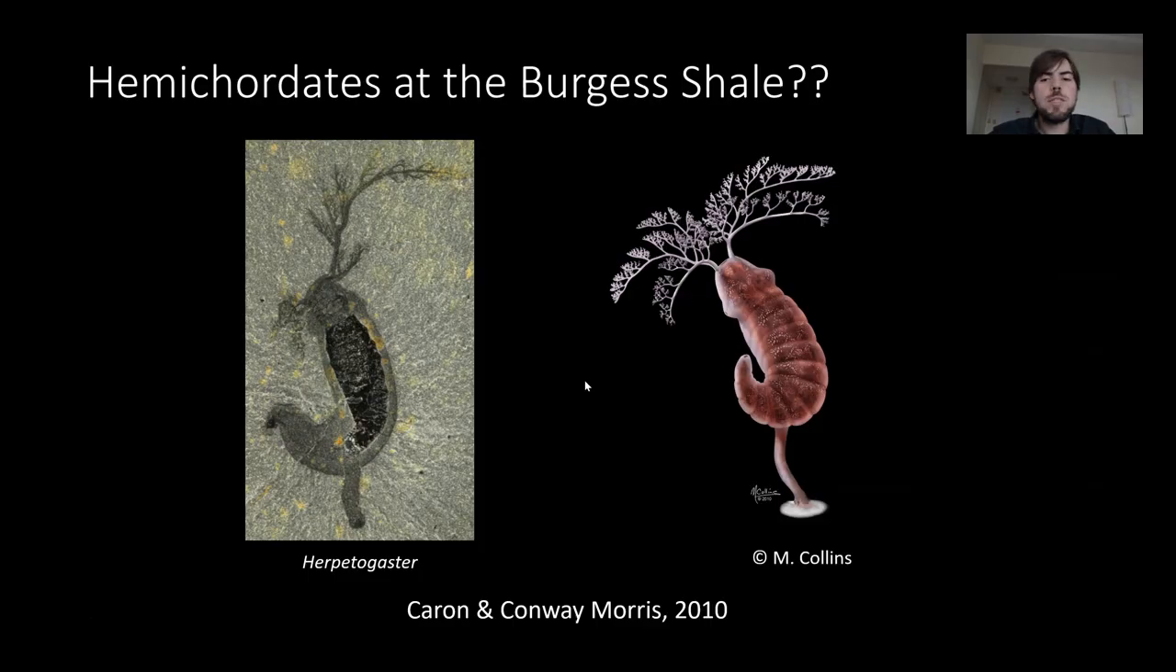And then we have other strange things. For example, Herpetogaster. Is Herpetogaster a hemichordate? Well, it does have the filtering structure, but it's not inside the tube. It looks strange. It has also been classified as an early deuterostome. So we don't know exactly what Herpetogaster is, but we know that it's probably a deuterostome, in this group.